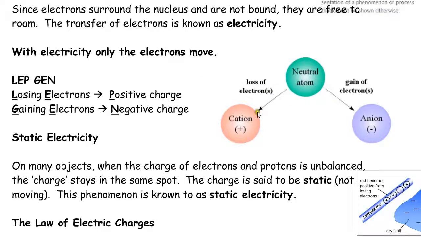If a neutral object loses electrons, the protons that it still maintains have a greater charge than the electrons that are left over, and therefore it has an overall positive charge. So losing electrons causes an object to gain a positive charge. If a neutral atom gains electrons, it will have more electrons than protons, and therefore an excess of negative charge. So gaining electrons is a negative charge.